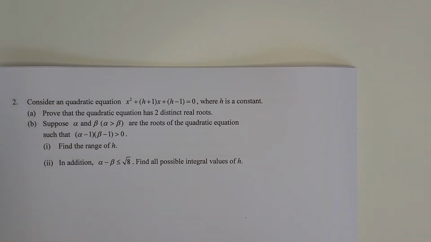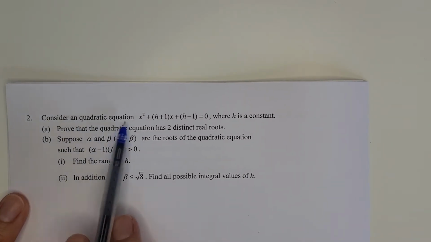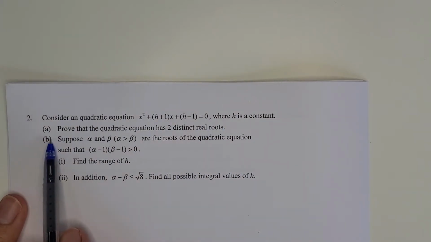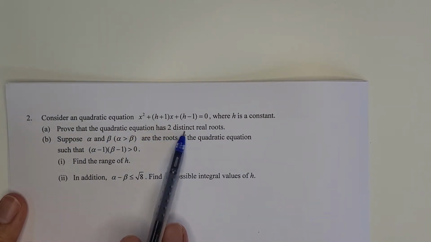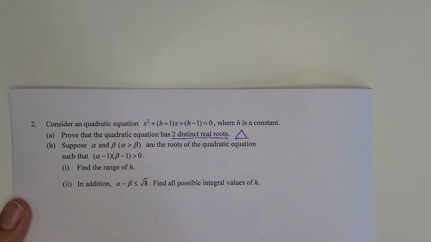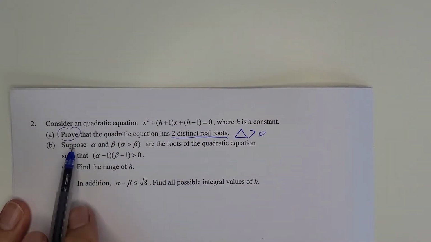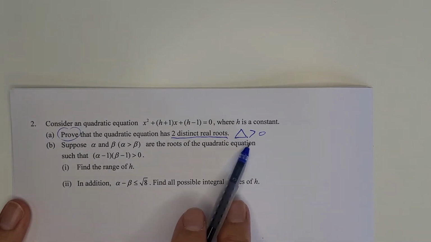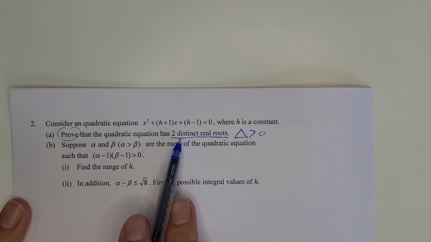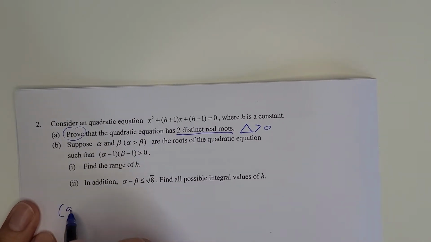So question number 2 is about the quadratic inequality or a quadratic equation. Consider a quadratic equation, where h is a constant. A. Prove that the quadratic equation has 2 distinct real roots. When you see the root nature of the quadratic equation, it usually is related to delta. For 2 distinct real roots, you need to prove, the keyword is prove, okay? Delta is greater than 0. No equal to, but greater than, because the question wants you to prove that these 2 roots are real and distinct. That means different.